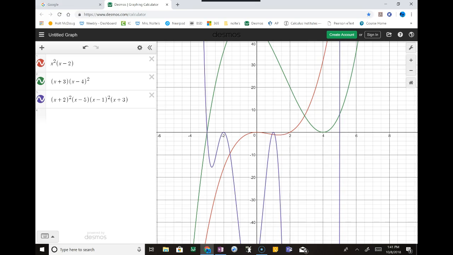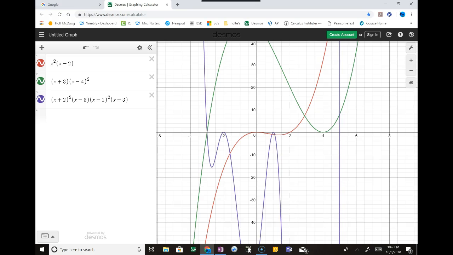Okay, I'm going to use my words this time, but I'm going to repeat exactly what you just said. Any quantity that has a square or an even exponent. So at -2, the function is going to bounce. Think of it like a ball. It's going to bounce off of the x-axis. So anything with an even exponent bounces off the x-axis.